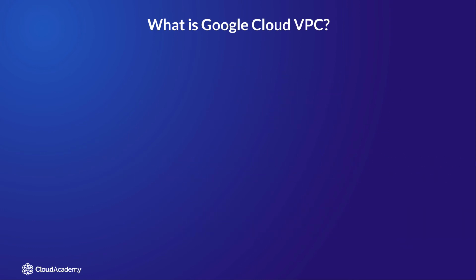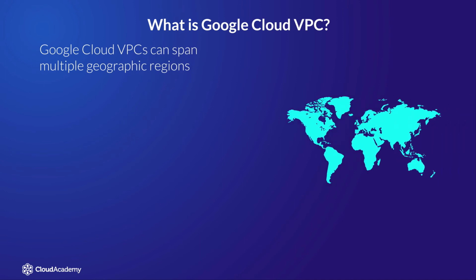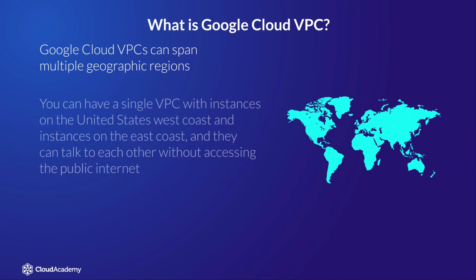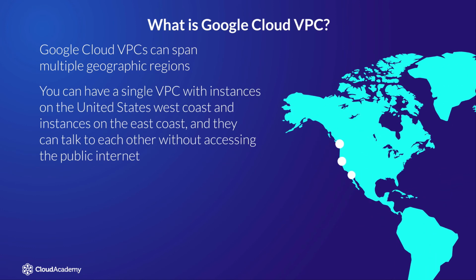And what's unique, actually, about Google Cloud VPCs is that they can span multiple geographic regions. So you can have a single VPC with instances on the United States West Coast and instances on the East Coast, and they can still talk to each other without accessing the public internet. This isn't the only cool thing, also.